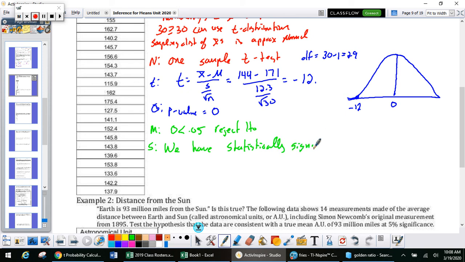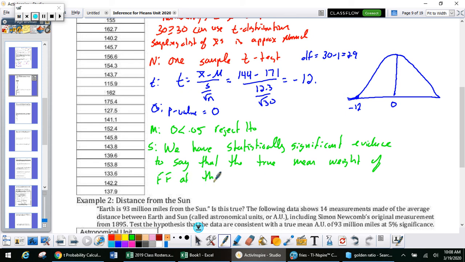to say that the true mean weight of French fries at this McDonald's is less than 171 grams. And there we go. So I have evidence, and I could maybe go sue them now. Who knows? There's lots of stuff that ties into this, but it does appear to be like false advertising. Okay, so what are some other ways that I can go and grab my p-value?